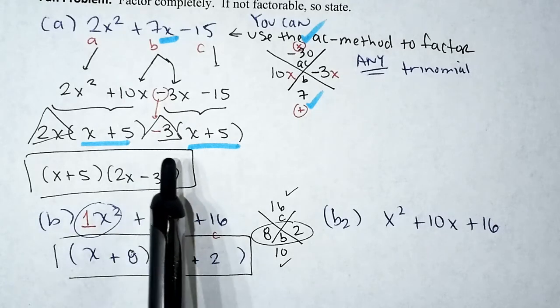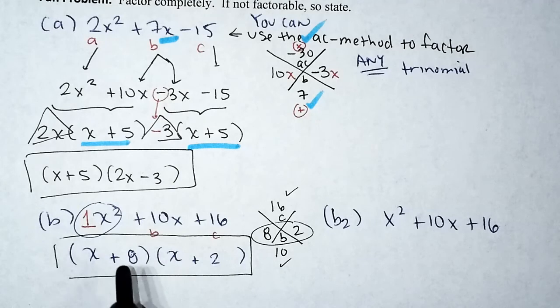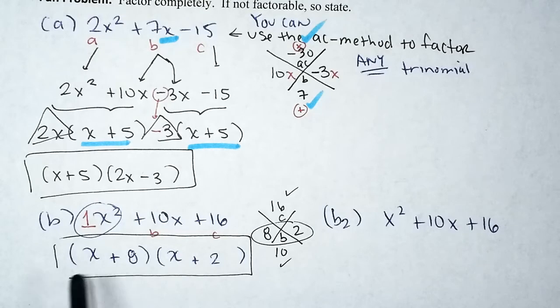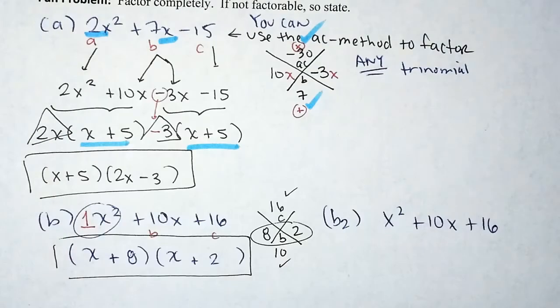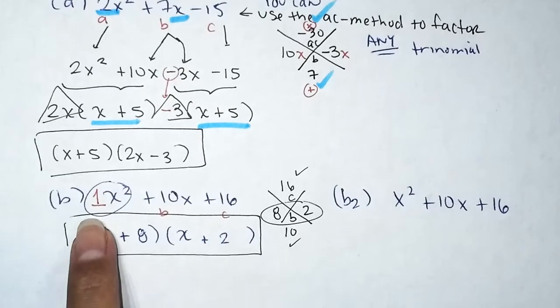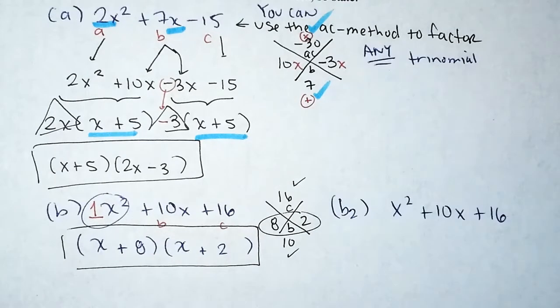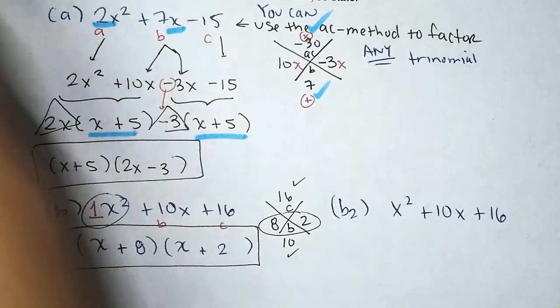Okay, but the question is, do we always have to use the AC method to factor? No. If the leading coefficient is 1, go straight to answer. But if you're like, no, me and the AC method are BFFs, then always use the AC method. The only time you have to is if you have a trinomial and the leading coefficient is not 1. If the leading coefficient is not 1, then use the AC method. If the leading coefficient is 1, you got some options. Go straight to answer or use the AC method. It's a personal choice.